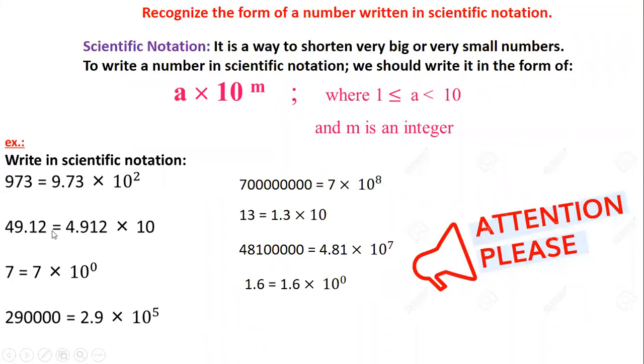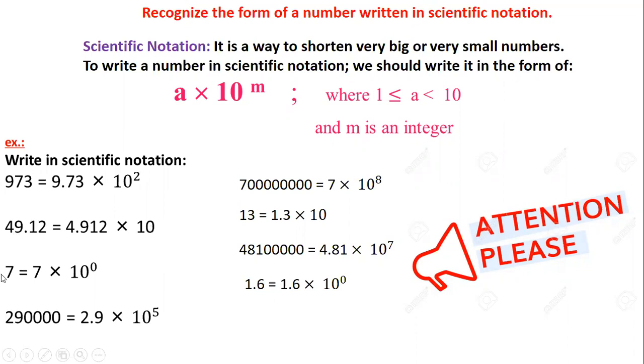Now, this number is a decimal number. It has a point. So I ask, is this number between 1 and 10? No. I should make it a number between 1 and 10. Where should I put this point? I should put it between 4 and 9. How many digits did I move it? I moved it 1 digit. That's why I multiply by 10.